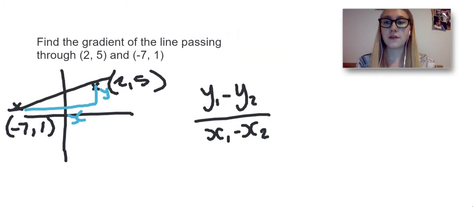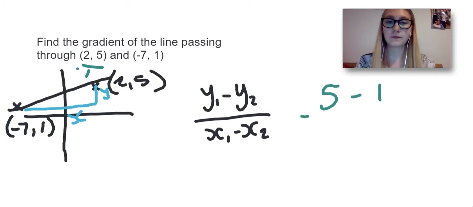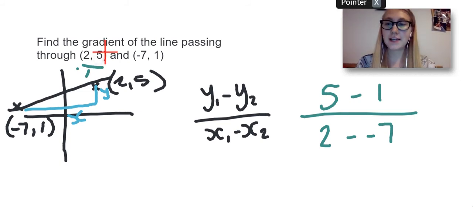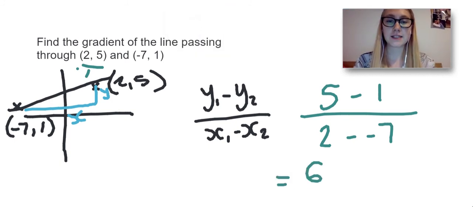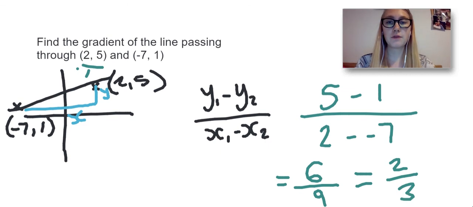So I'm going to call this one our y1 and x1, the other one 2. So I'll do 5 minus 1 over 2 minus 7. Right, so I've just done this minus this over this minus this. And then putting those together gives me 6 over 9. And then I can simplify that by dividing the top and the bottom by 3, and I get 2 over 3. And there's my solution.